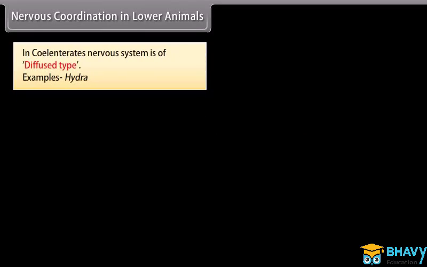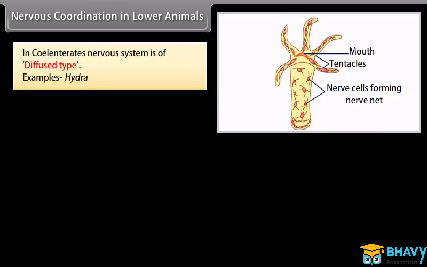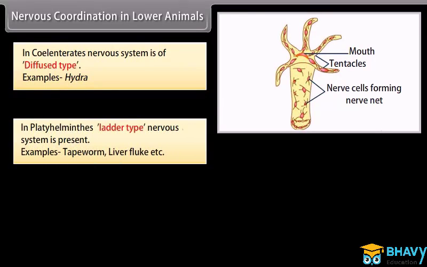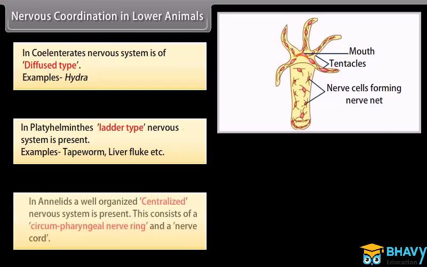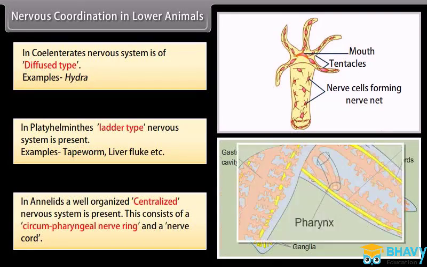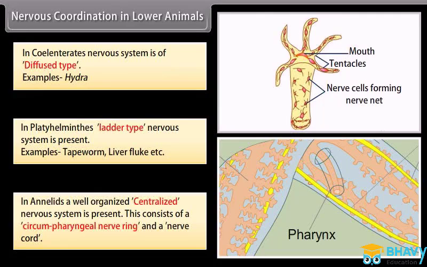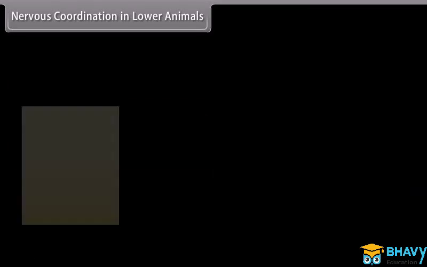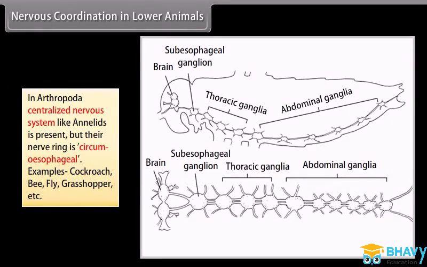Nervous coordination in lower animals. In coelenterates, the nervous system is of diffused type. Example: hydra. In Platyhelminthes, a ladder-type nervous system is present. Examples: tapeworm, liver fluke, etc. In annelids, a well-organized centralized nervous system is present. This consists of a circumpharyngeal nerve ring and a nerve cord. In arthropoda, a centralized nervous system like annelids is present, but their nerve ring is circumesophageal.